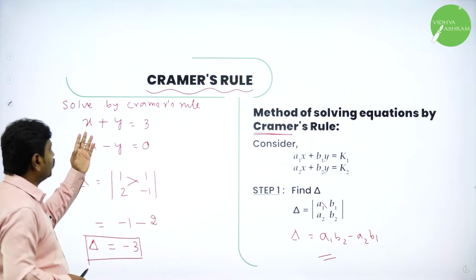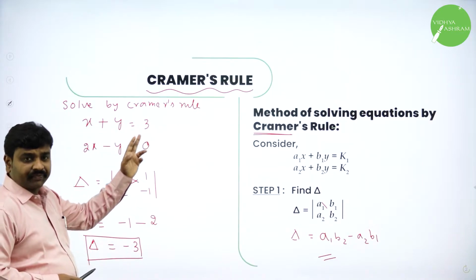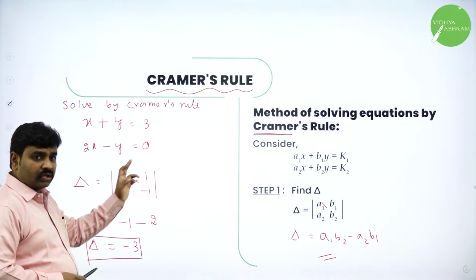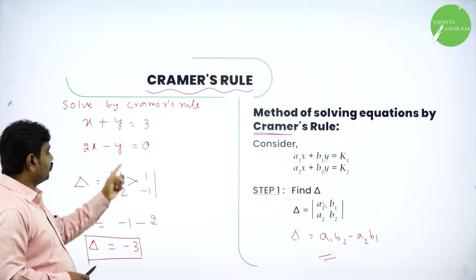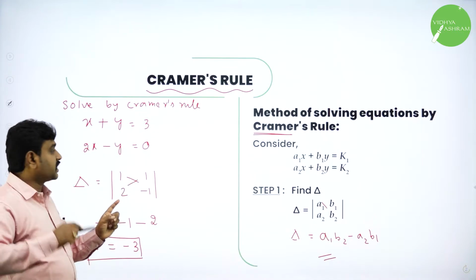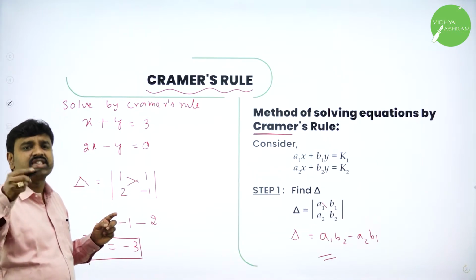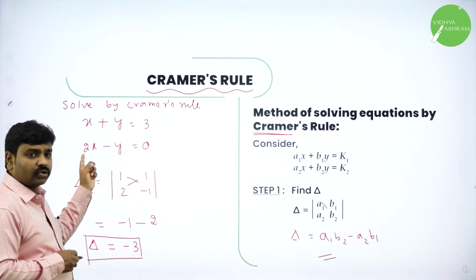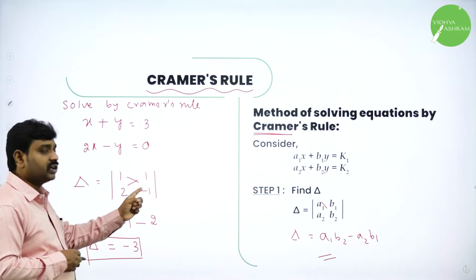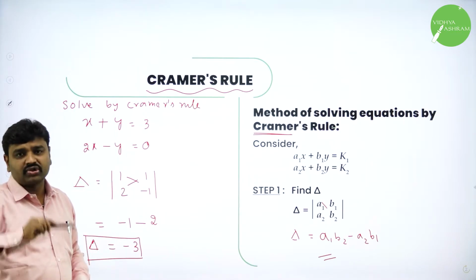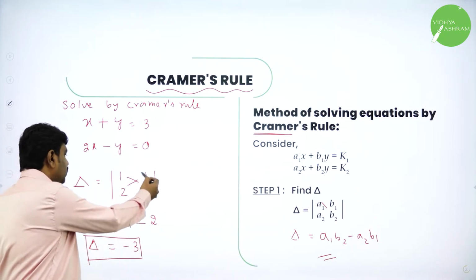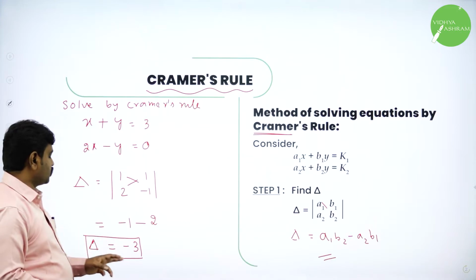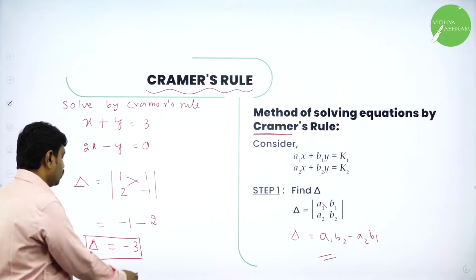So here I took two equations, x plus y equal to 3, 2x minus y equal to 0. I took the coefficients of the first equation, that is the coefficient of x is 1, coefficient of y is 1, that is the first row. Then in the second row write the coefficients of x and y in the second equation. In the second equation, what are the coefficients of x and y? 2 and minus 1, write it. Now you know how to expand 2 cross 2. Expand it: 1 into minus 1 is minus 1, minus 2 into 1 is 2, that will give you minus 1 minus 2, which is minus 3. Delta you got.